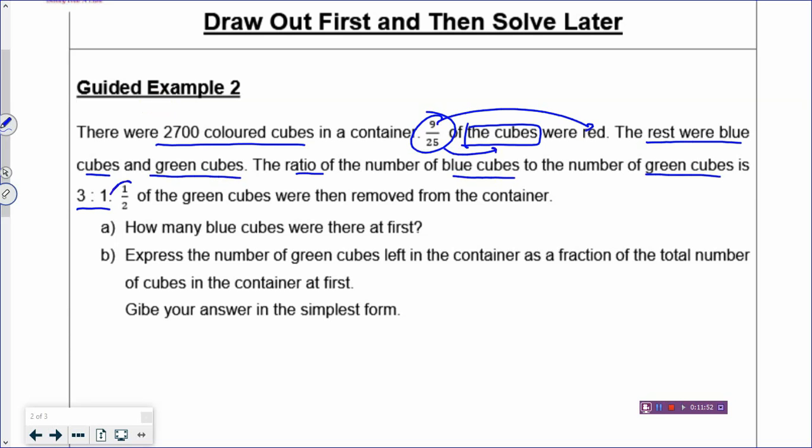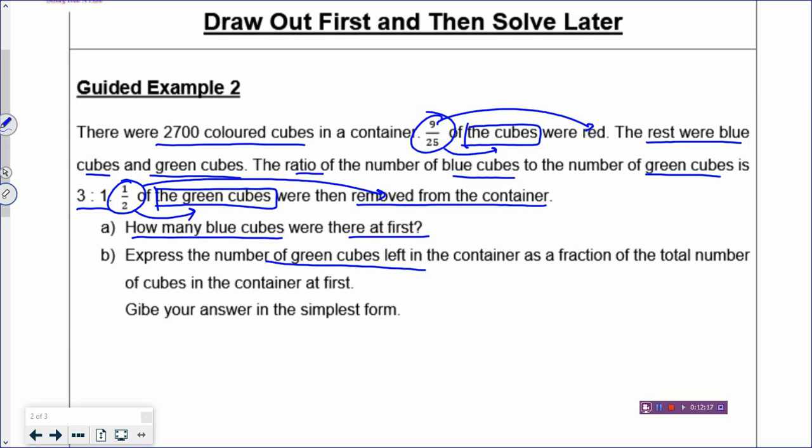Half of the green cubes were then removed from the container. Okay, what does that mean? What does this fraction refer to? Half refers to all the green cubes, right? And then you break up. The green cubes have 2 boxes, and one box was removed. Okay, so how many blue cubes were there at first? And express the green cubes left in the container as a fraction of the total number of cubes in the container at first. And your answer is in the simplest form.